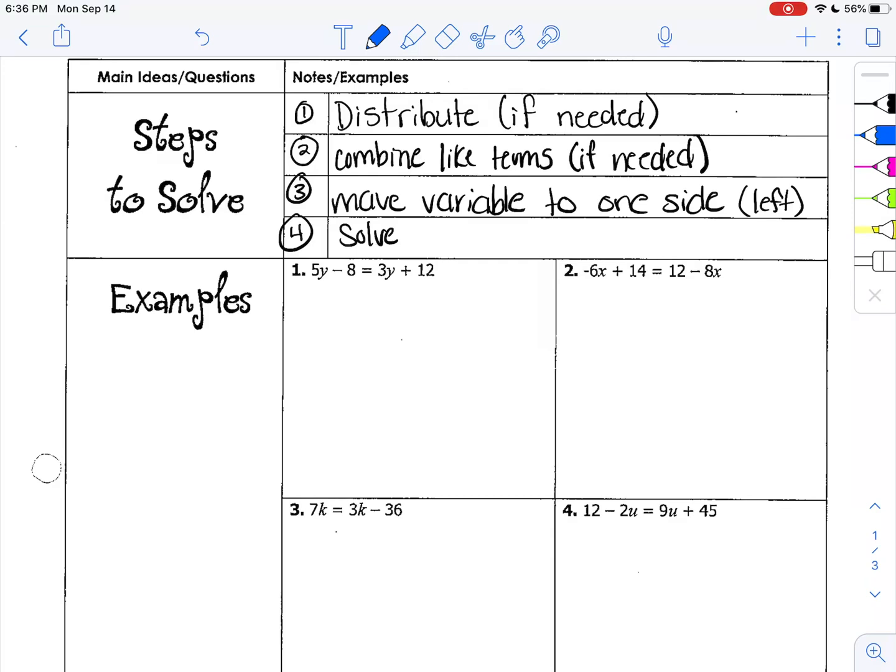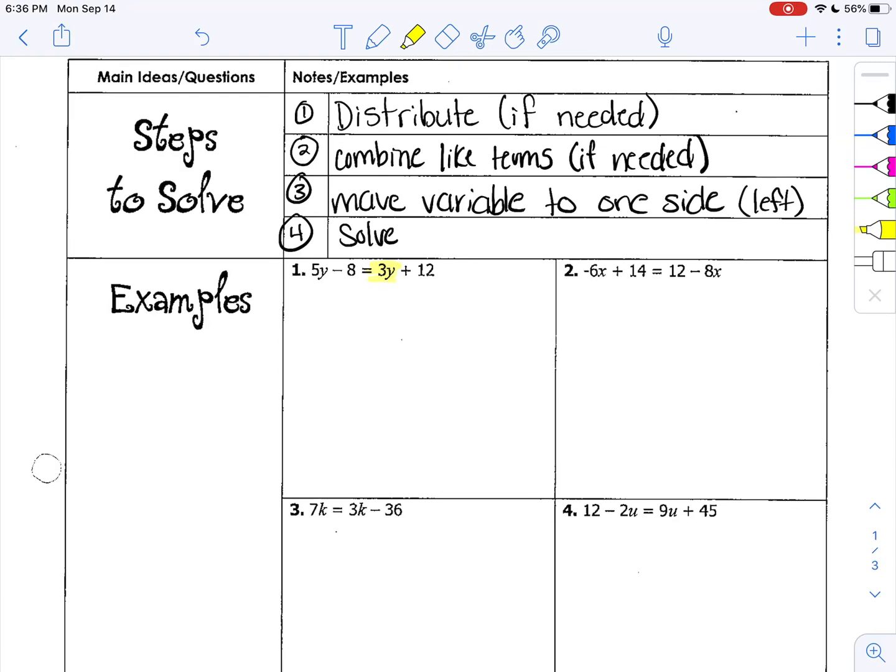Number 1, we don't have any parentheses. When we're looking to combine like terms, remember, we only look at one side of the equation. So on the left side, we have 5y minus 8. These are not like terms that can be combined. On the right side, we have 3y plus 12. Again, not like terms that can be combined. So then we need to move to step 3.